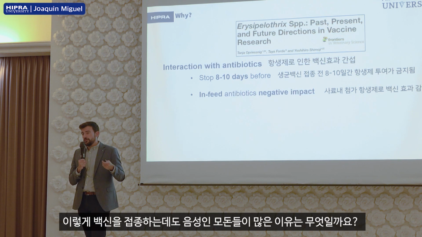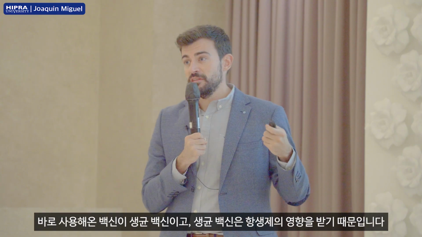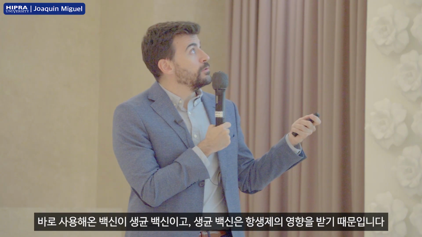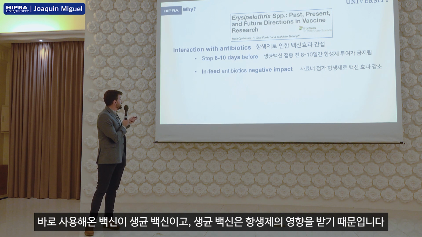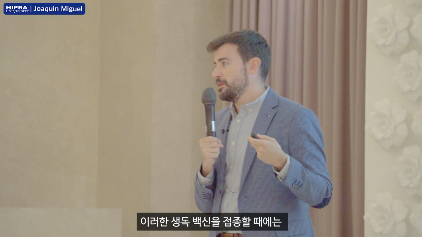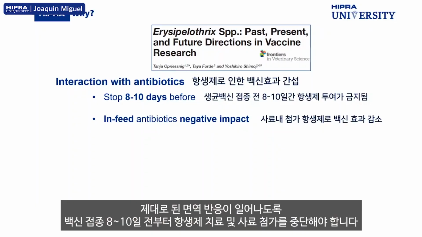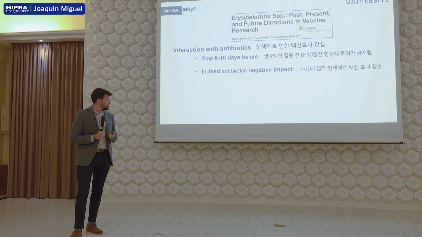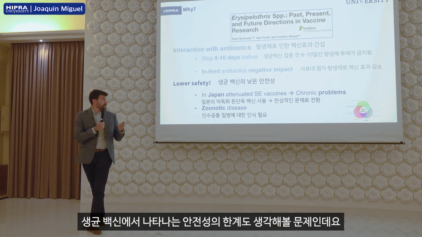Why have we observed such a high number of negative animals after vaccination? Because, as I said, it's a live vaccine, and when we look in the bibliography at why this can be happening, it's because of the interaction with antibiotics. When we use this type of live vaccine, we need to stop the antibiotic treatments around 8 to 10 days before, and in-feed antibiotics also affect the development of the immune response. And we cannot forget that it's also a live vaccine.